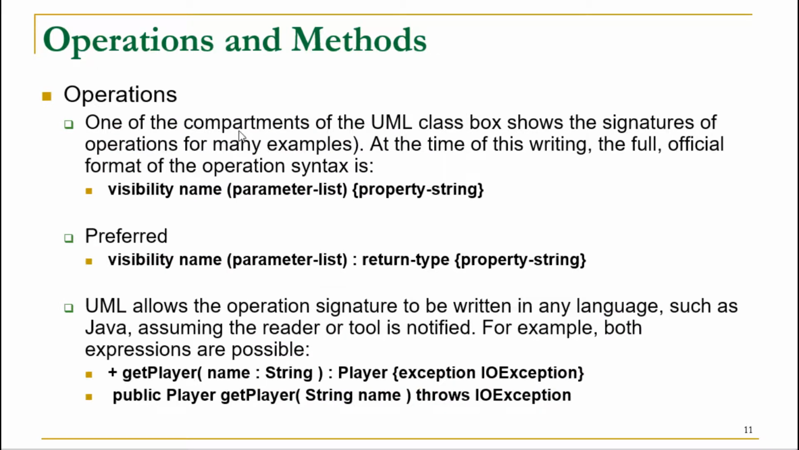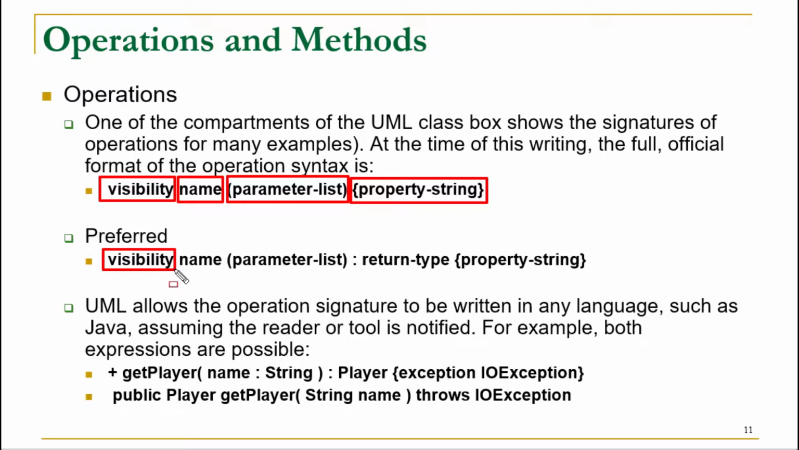Now within our class diagram in the operations compartment, if we want to write the names of our operations or methods, we can use the visibility, the name of the method, the parameter list, followed by the property string. For the visibility you can preferably write the plus or minus sign representing public or private. After the name of the method you can write the parameter list followed by a colon sign and the return type of the method, which is followed by the property string.